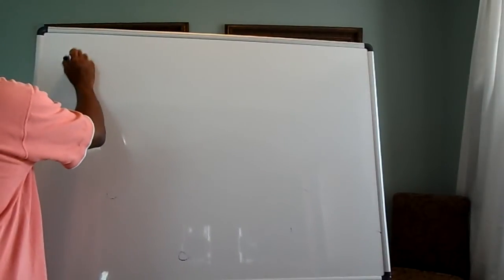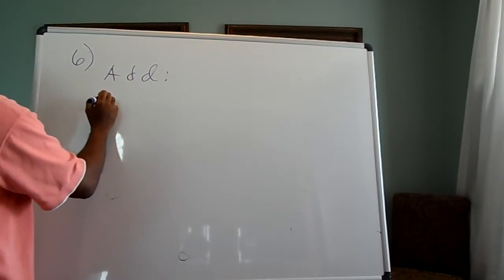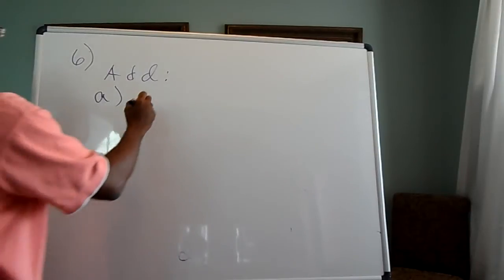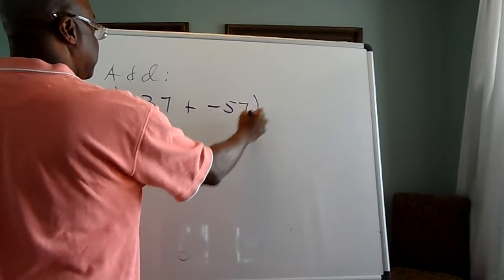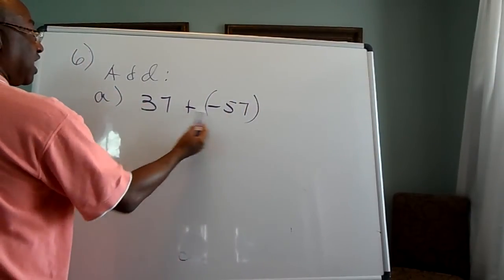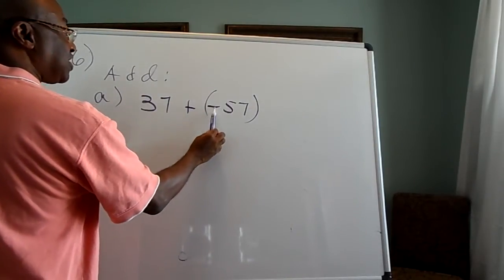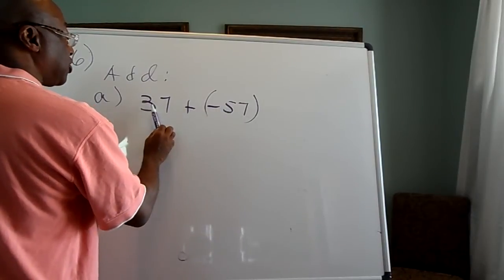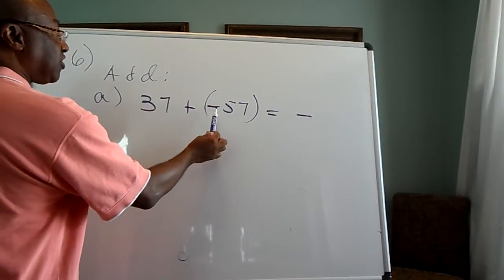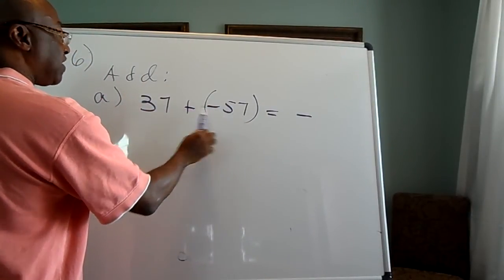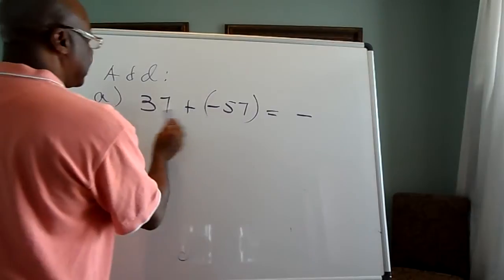Now, number 6, we're asked to add 2 numbers. And 6a, the number is 37 plus a negative 57. We're adding a positive and a negative number. When the signs are different, you take the sign of the biggest number. 57 is bigger than 37. 57 has a negative sign, so you take the negative sign. Take the sign of the larger number. 57 is negative. It's bigger than 37, so it's negative, and then subtract the numbers.